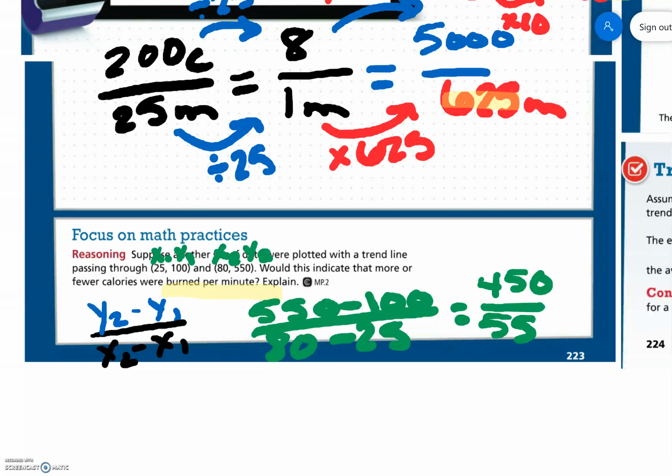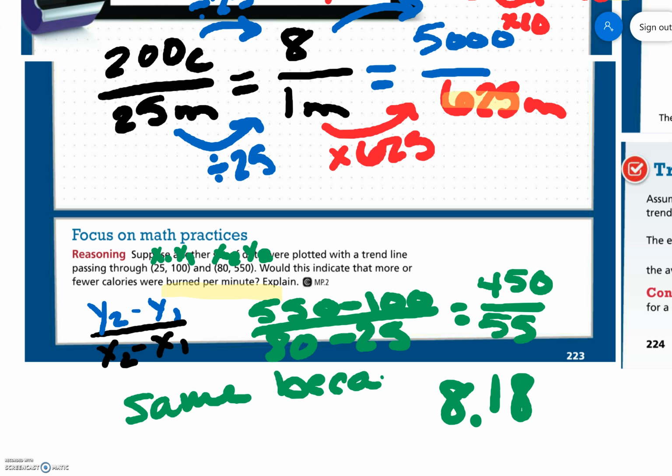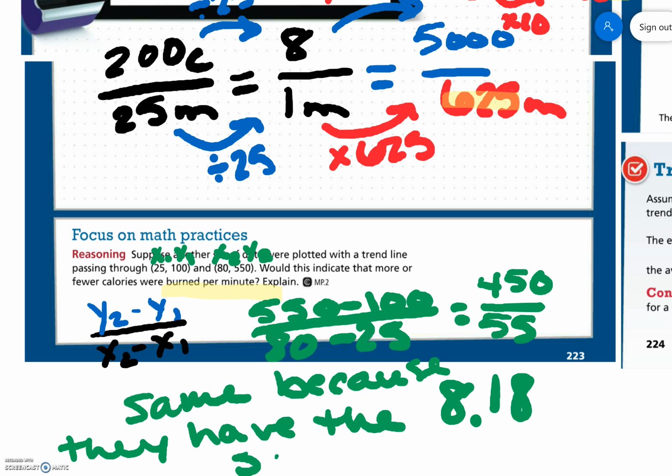550 minus 100 is 450. 80 minus 25 is 55. So we do 450 divided by 55. That gives me 8.18. So I would say that about the same amount of calories were burned per minute. So the same, because they have the same slope. Same slope or rate of change.